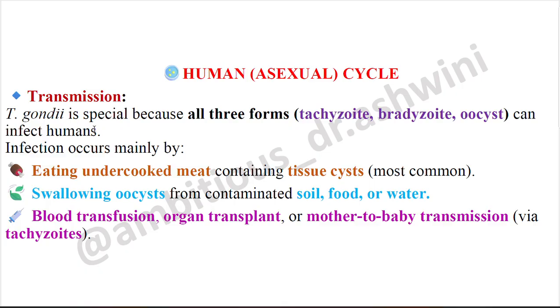Toxoplasma gondii is special because all three forms, that is tachyzoid, bradyzoid, and oocyst, can infect humans. Infection occurs mainly by eating undercooked meat containing tissue cysts, which is most common, swallowing oocysts from contaminated soil, food, or water, then blood transfusion, organ transplant, or mother to baby transmission via tachyzoids.